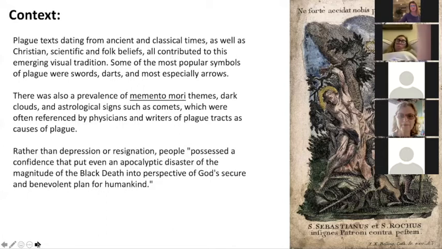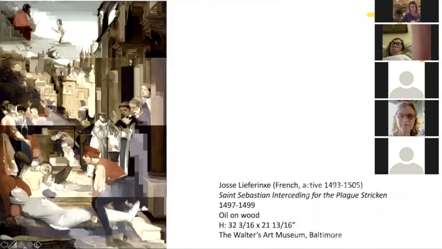Then we have dark clouds, astrological signs, comets, and they were often referred to. Again, there wasn't a lot of separation between medical knowledge and astrological, astronomical science during the plague. And some of the images we're going to look at now, rather than seeing them as depressing, were meant for hope, giving hope to what was going on.